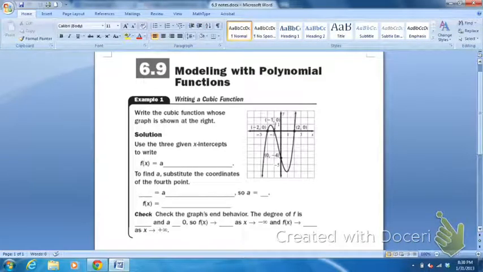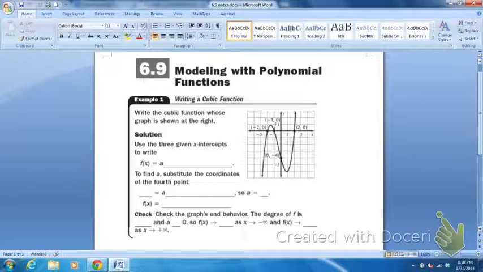In this video, we're going to learn to write polynomial functions. More specifically, we're going to write cubic functions. The way we're going to do that is we're going to look at the graph and understand where the intercepts are and use those to start off by writing their factors.